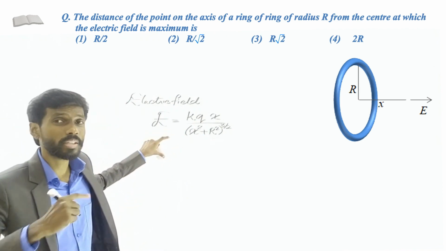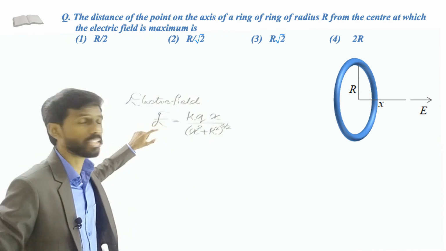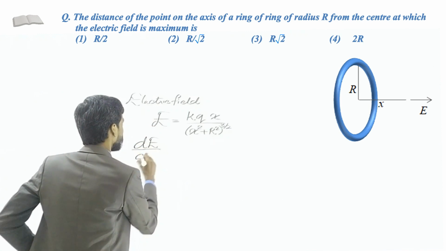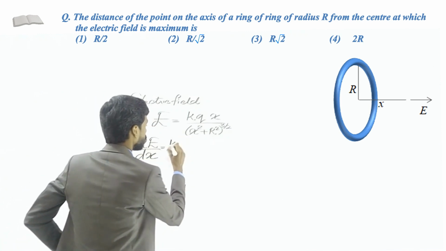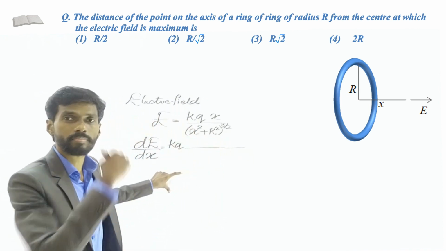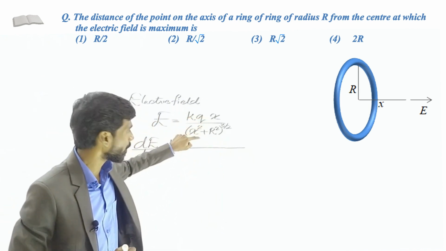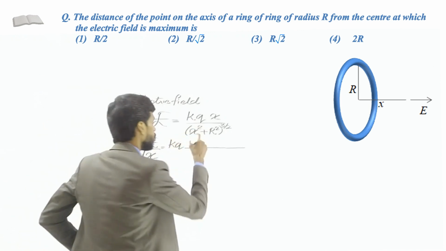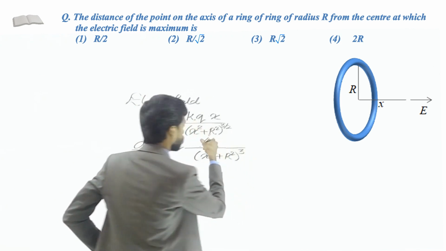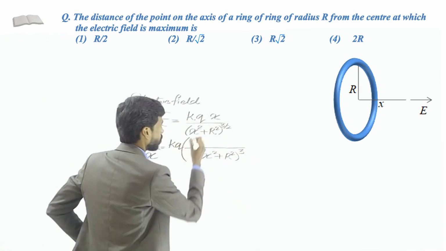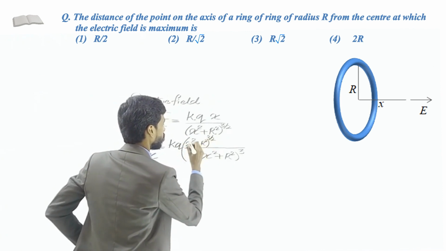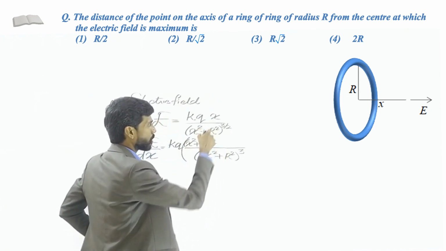Now we want the maximum value of this, so you have to find the derivative, equate that to 0. So let's find the derivative, dE divided by dx. This is kq, and for this derivative you have to use the quotient rule, u by v. So v squared in the denominator, it is (x squared plus r squared) cubed. And in the numerator we have v, which is (x squared plus r squared) to the power 3 by 2, minus x multiplied by the derivative of v, the derivative of x being 1.